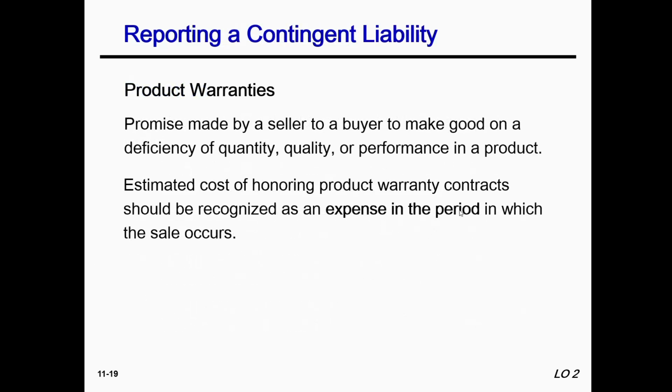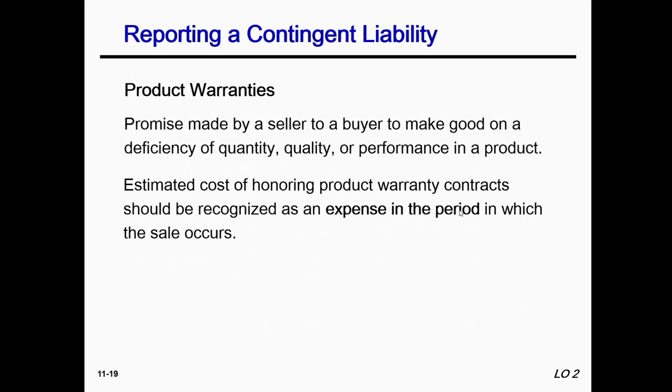We have an example of contingent liability. The most common example of contingent liability is product warranties. Especially when we purchase electronics, companies provide us warranties for those electronics. So these warranties are the contingent liabilities for the companies.